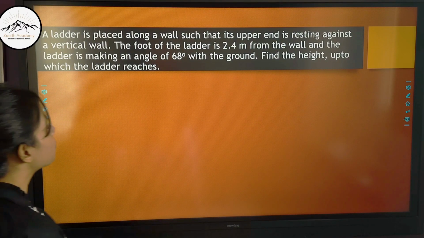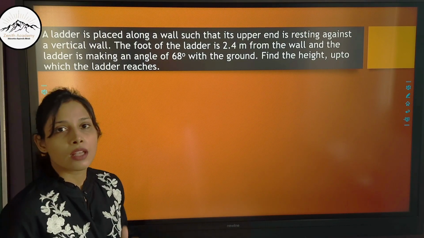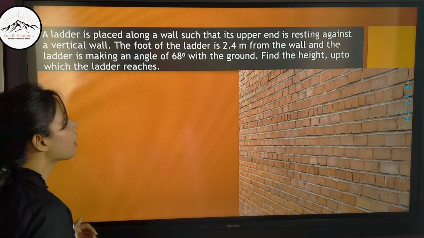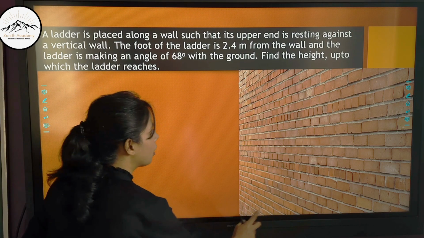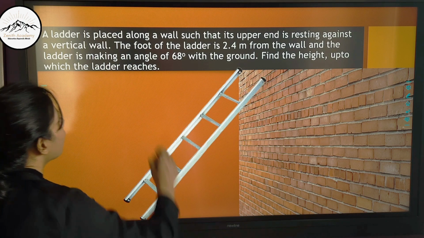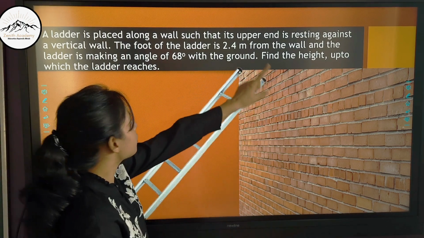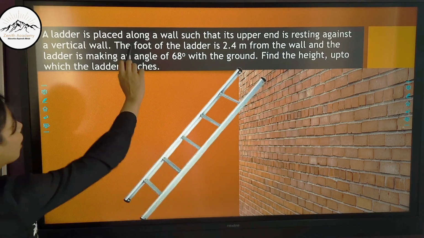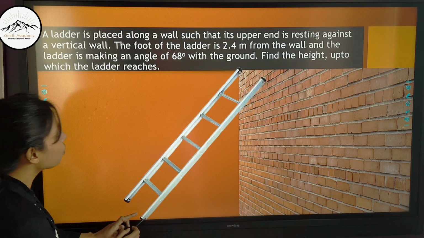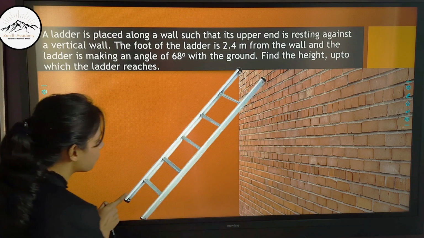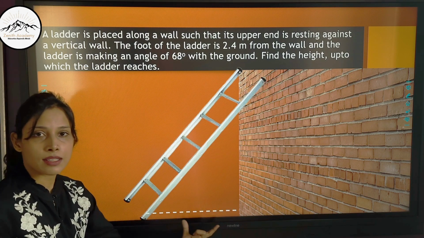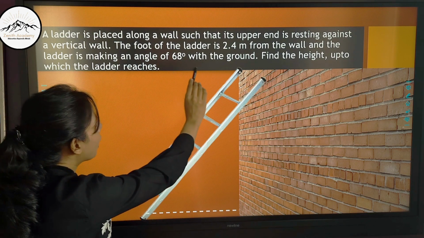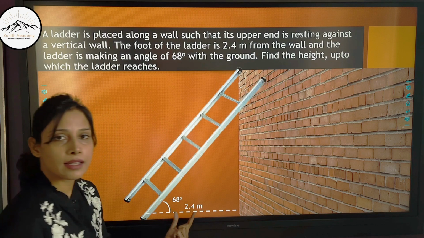A ladder is placed along a wall. So first what we need? A wall. Okay, this is a wall and a ladder is placed along that wall like this, such that its upper end is resting against a vertical wall. This is the vertical wall and its upper end is resting against it. The foot of the ladder, this distance is actually 2.4 meters from the wall, and the ladder is making an angle of 68 degrees with the ground. This angle is 68 degrees.